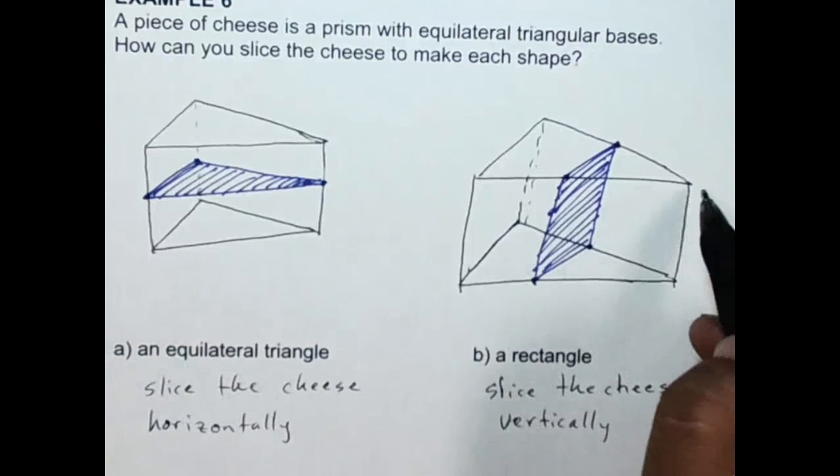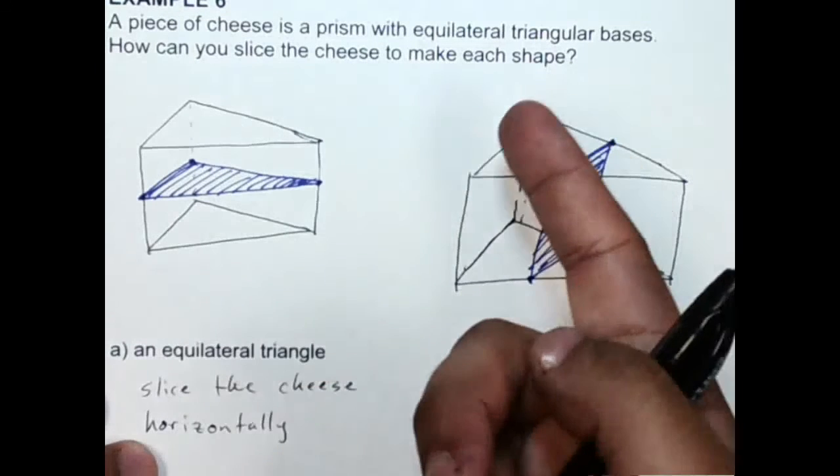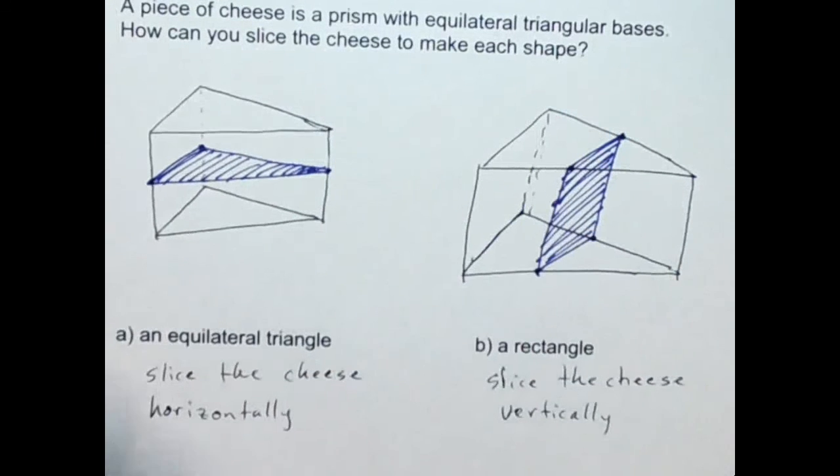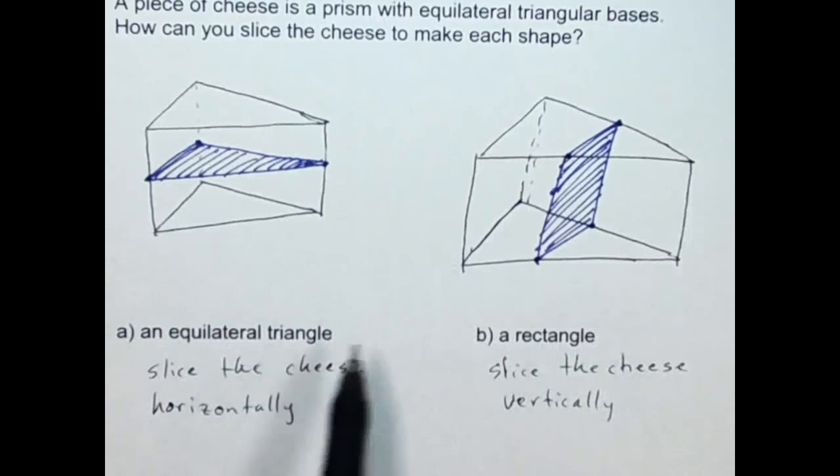All right, and that, of course, is not the only way you can slice these. You can come in and slice it from here, going back down this way. You can just cut off a piece off the edge. But as far as answering these two questions, that's how you would cut them to form these two shapes.